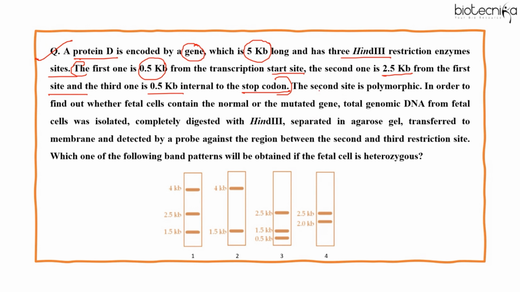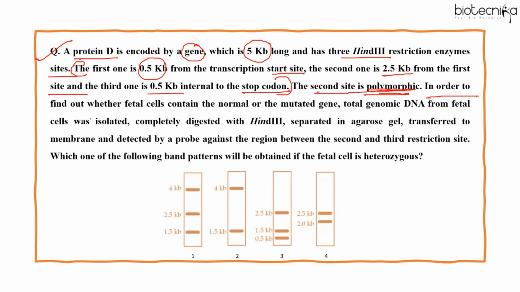Then another information given is, so first information is about the restriction sites of HindIII. Second is that the second site is polymorphic. The second restriction site for HindIII is polymorphic. Polymorphic means that variation can occur in this site. So if the site is present in mutated form, it will not be present, right?